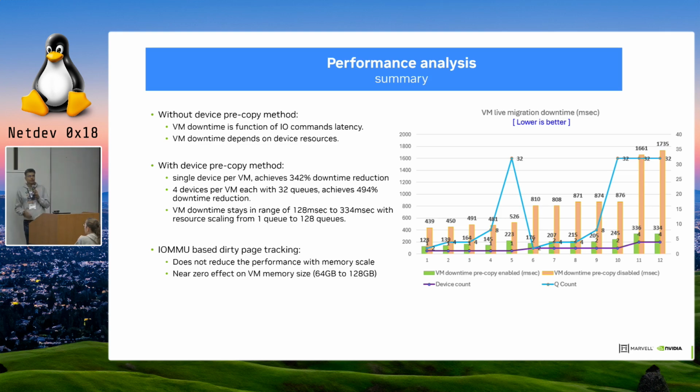Okay, the two summary points that I have: the VM downtime is a function of IO command latency. What we observe between these two, the red and the green, is that the IO commands to suspend and resume the device, and to set up the device, are the costliest time, the time that we spend in setting up on the destination as well as on the source. So this is why the pre-copy method, which is largely done for memory-based devices, is helping here as well to achieve the same downtime goal.